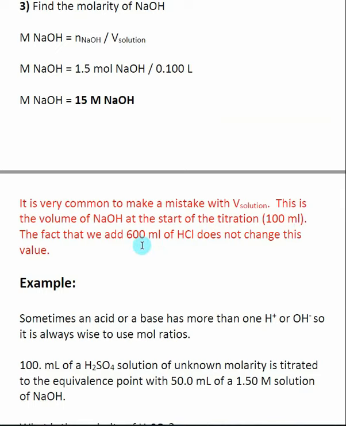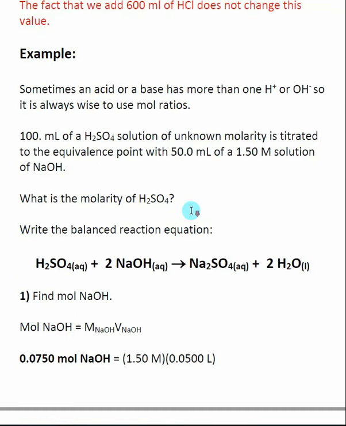In this case, we added 600 milliliters of HCl. So the 600 milliliters of HCl was used for a different part of the calculation. You have to remember this volume of solution is the initial volume of the initial sample that we were playing around with.